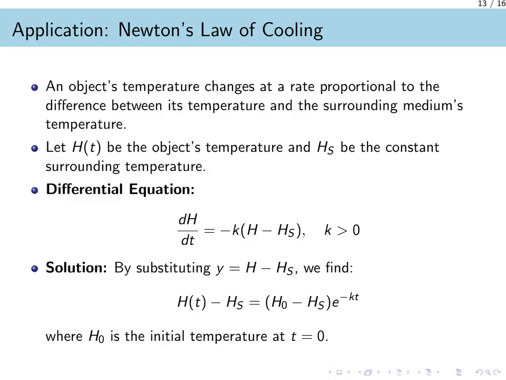For instance, a hot cup of coffee cools very quickly at first when its temperature difference with the room is large, but its cooling slows as it approaches room temperature. The key takeaway is that the temperature difference between an object and its environment decreases exponentially.